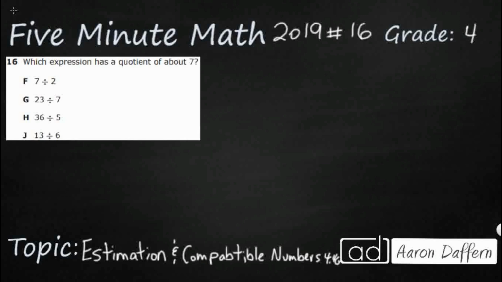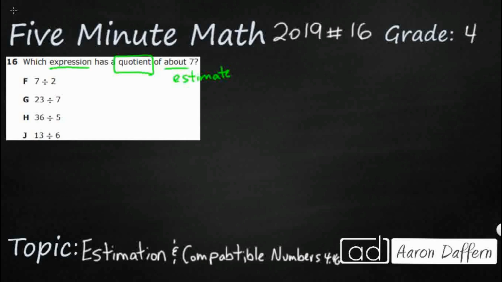So we've got 4 different expressions here, and they're expressions simply because they do not have an equal sign. That's what we call it when we just have 7 divided by 2 rather than equals something. It's just an expression without the equal sign. And we need to find a quotient of about 7. So this "about" lets us know that we are going to estimate. We don't need the exact answer because none of these exactly equals 7. And we need to figure out what this quotient term means.